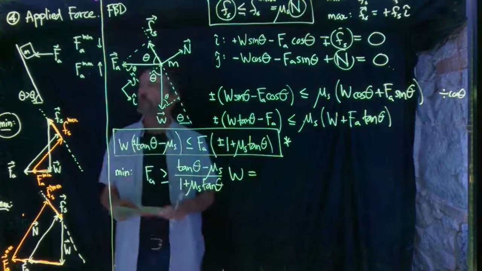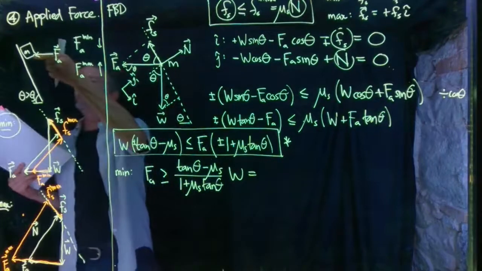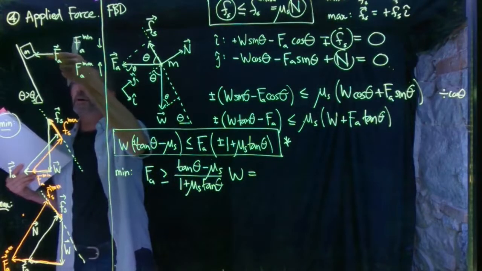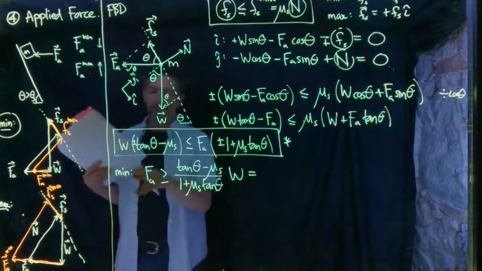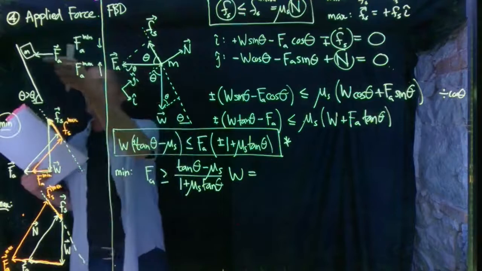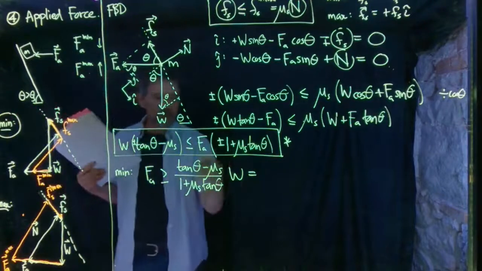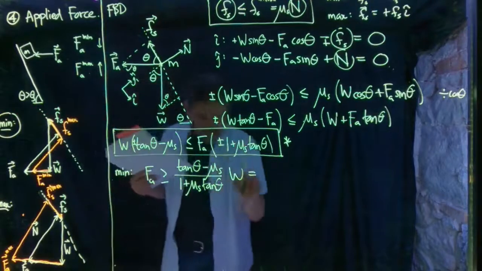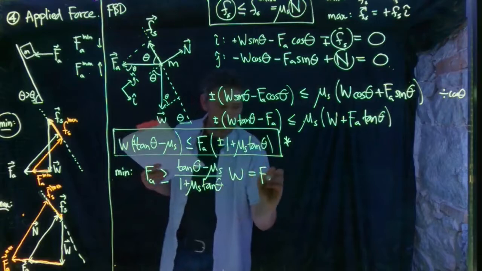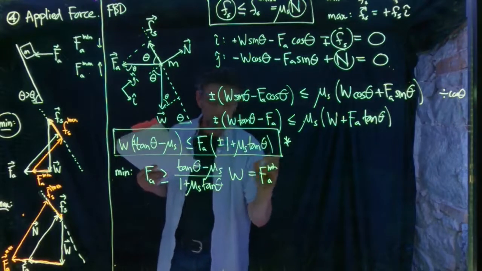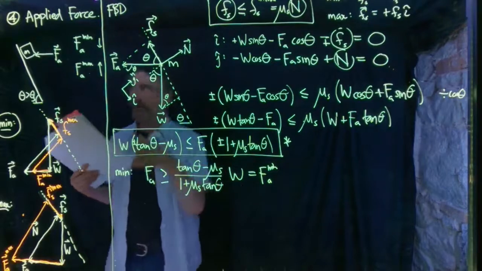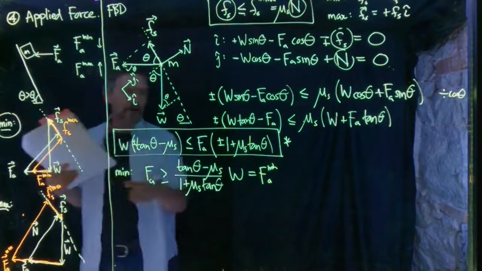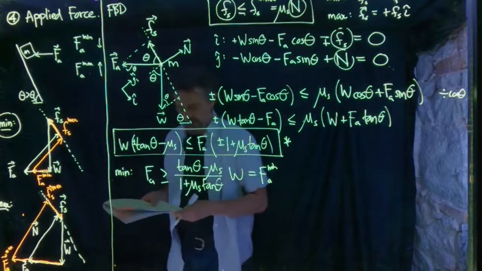And so that's our answer. For the minimum problem, we're asking, what is the minimum force I can apply and yet still not break static friction? It's saying that in the minimum case, the applied force must be greater than or equal to this thing, which means this thing is equal to FA minimum. So if you apply a force equal to that or bigger, this thing will not slide down. That's your answer.